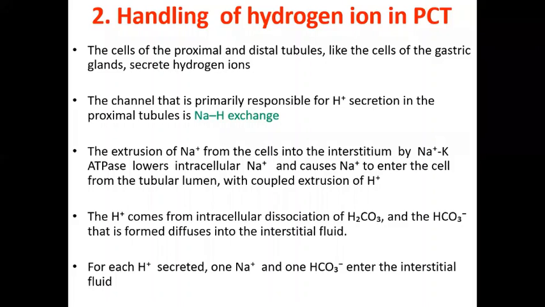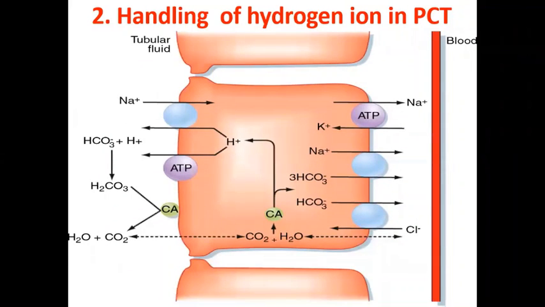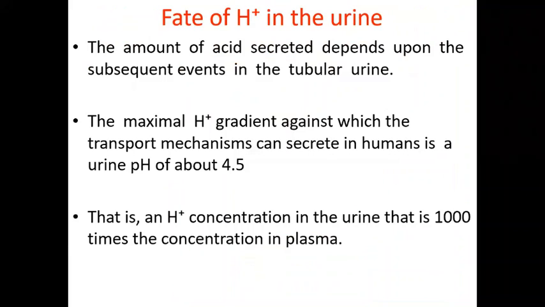The hydrogen ions come from the intracellular dissociation of carbonic acid. This carbonic acid is a weak acid that can dissociate into bicarbonate and hydrogen ions, and these hydrogen ions are the ones that are actually being exchanged for sodium. So for each hydrogen ion that is being secreted, at least one sodium and one bicarbonate is going to enter the interstitium, or the interstitial fluid. Sometimes it's very difficult to explain from those notes, but a diagram is very easy for you to understand. So let me use the diagram for you to understand what is happening there.